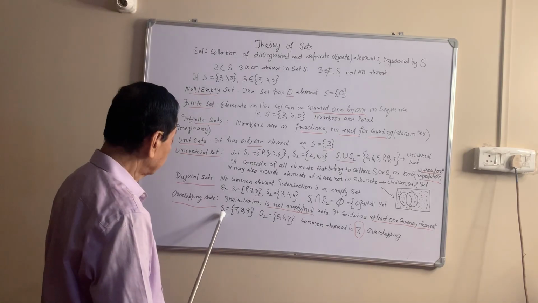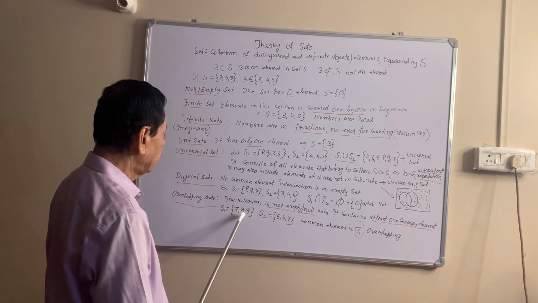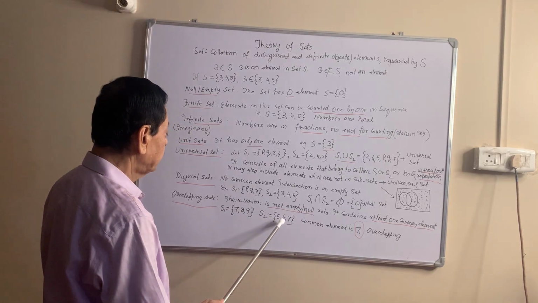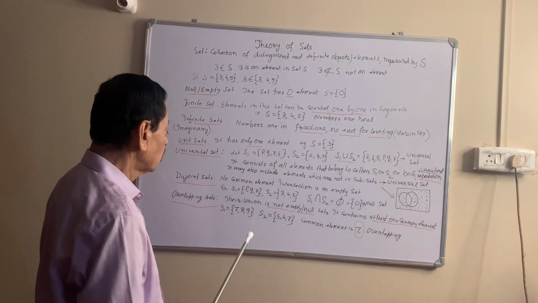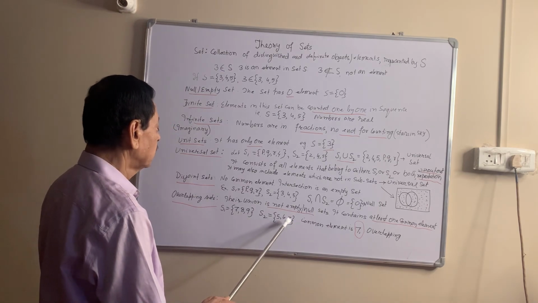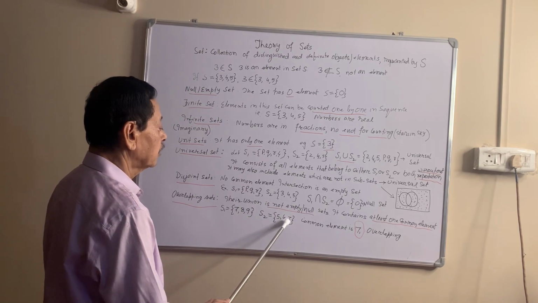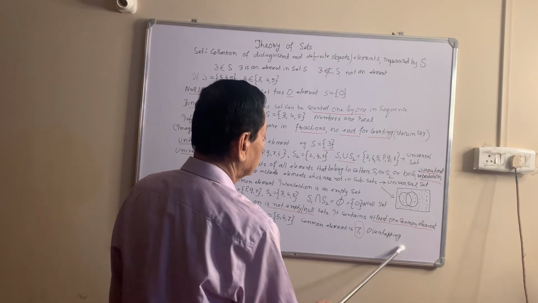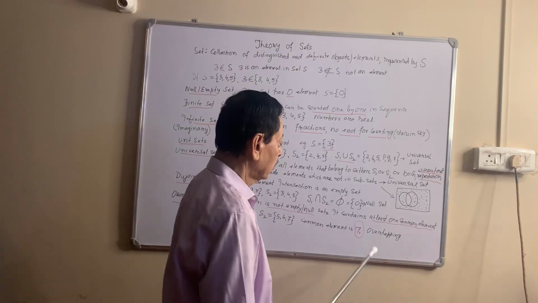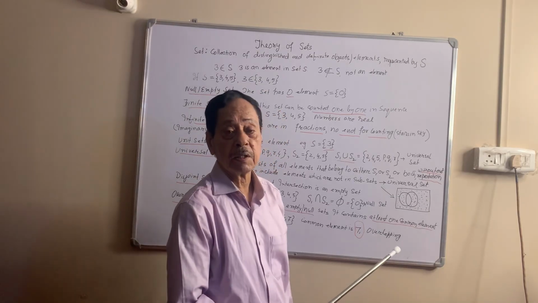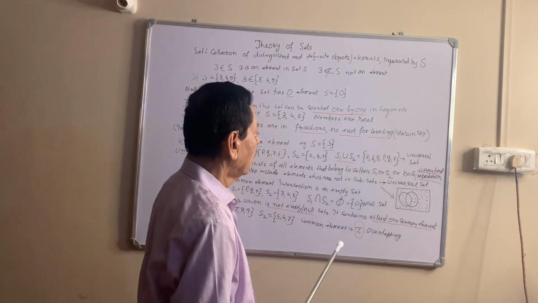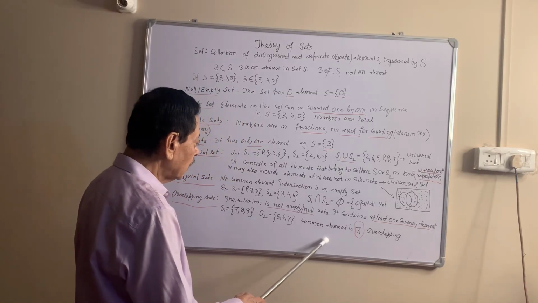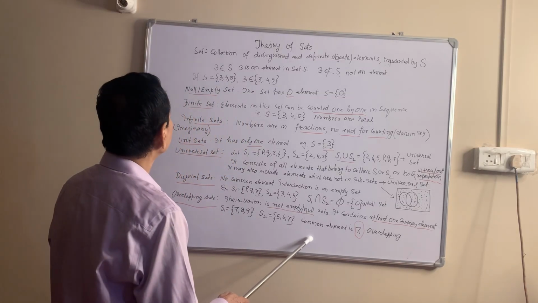Set S1 has the elements 7, 8, 9 and S2 has the elements 5, 6, 7. So the common element is 7. 7 is here also, and here also. So the common element is 7. So it is the question of overlapping sets.